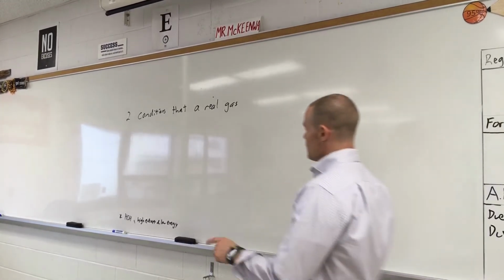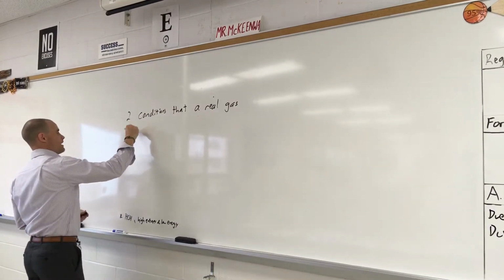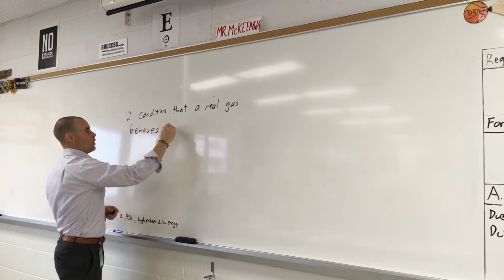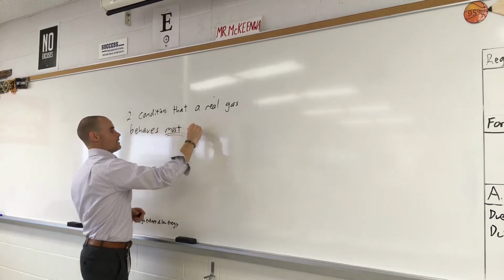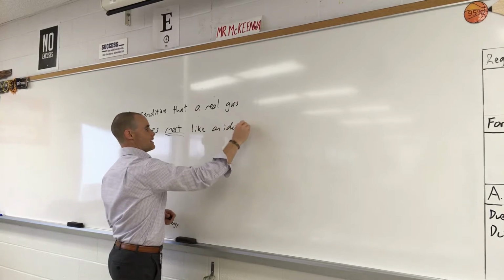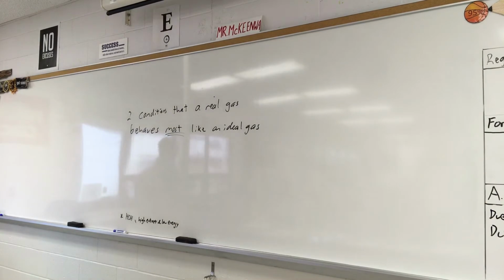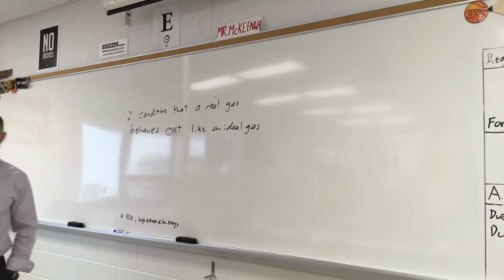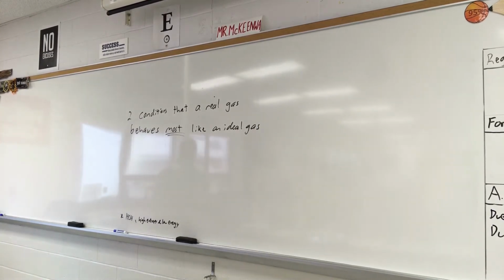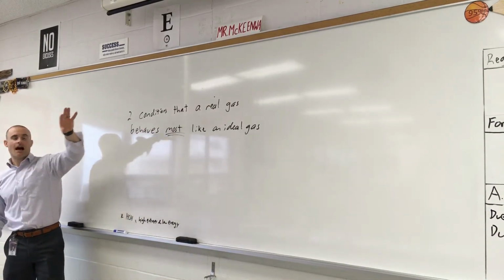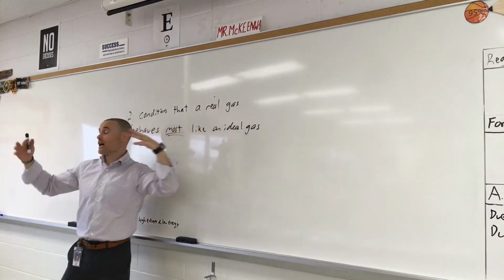Two conditions that a real gas behaves most, underline the word most, like an ideal gas. And again, ideal behavior: think of your ideal life. Maybe you like your life, and that's great. But everyone would like something a little different or a little bit more. I wish I had more money, that would be ideal. So ideal is kind of like the perfect scenario. So how can those real gases act perfect, like an ideal gas should?